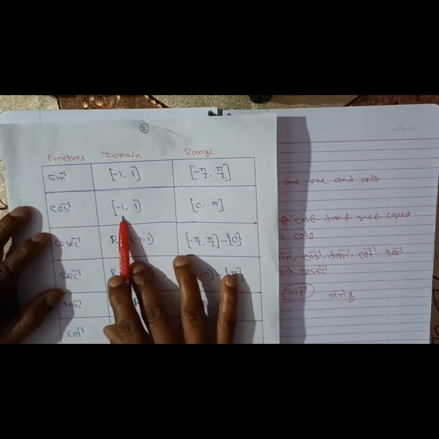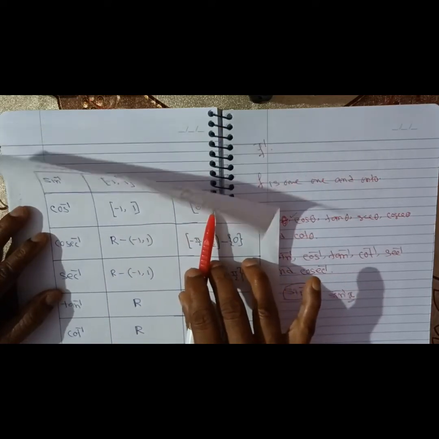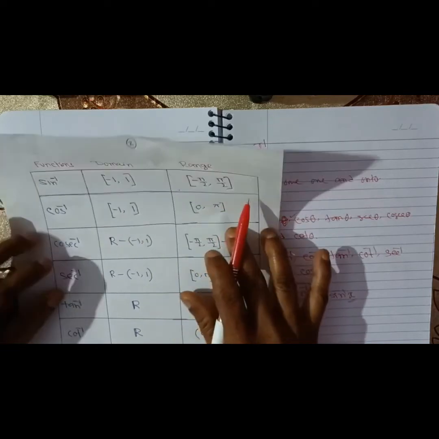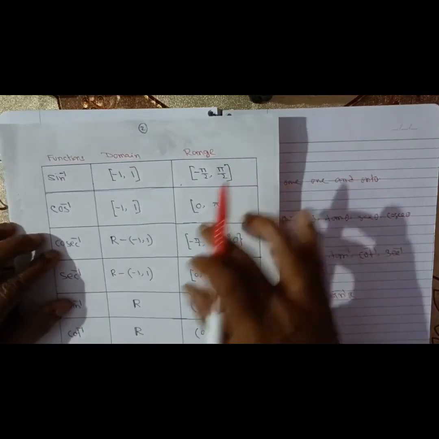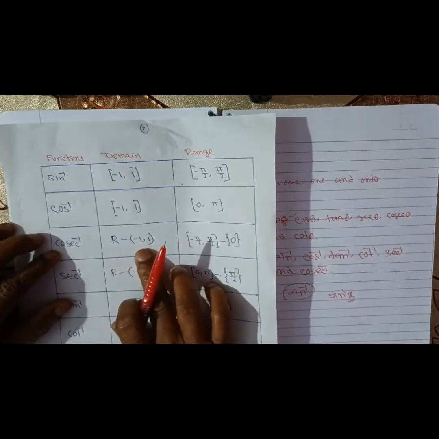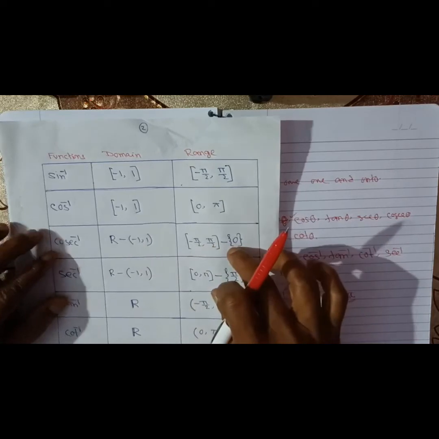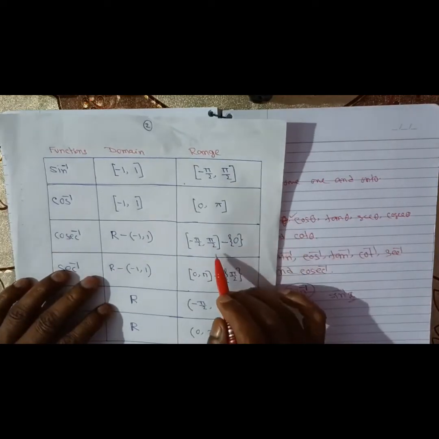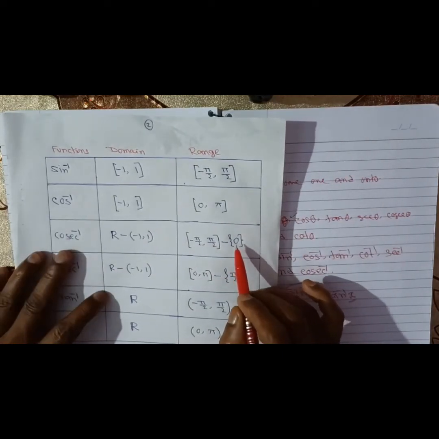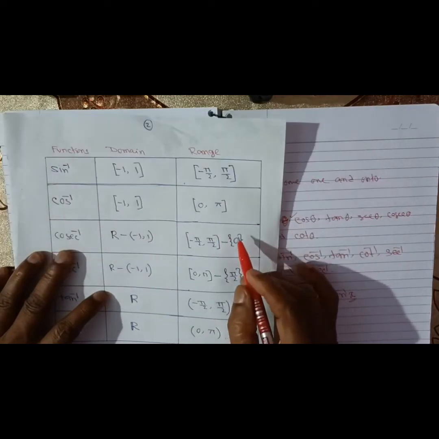Cos inverse: domain is -1 to +1, and range is 0 to pi in a closed interval. That is the restriction. Cosec inverse: domain is real numbers except -1 to +1, that is the open interval. In case of range, we know that cosec inverse x equals sine inverse of 1 by x.